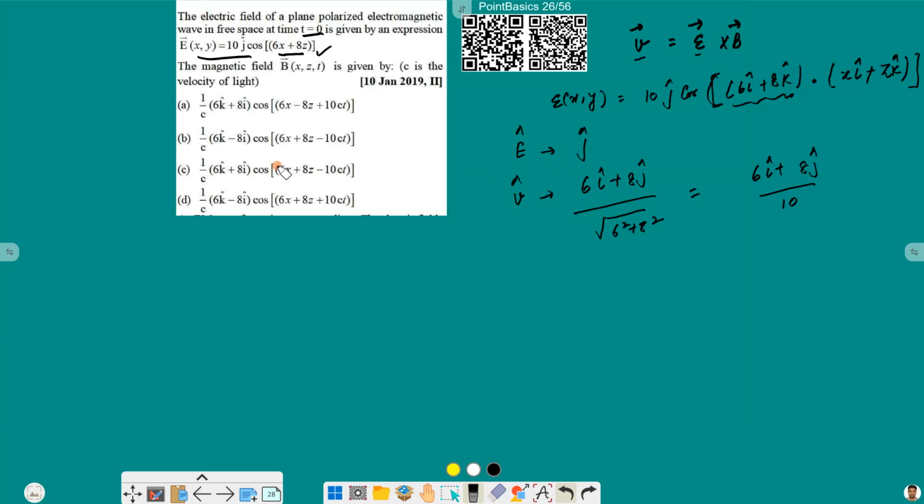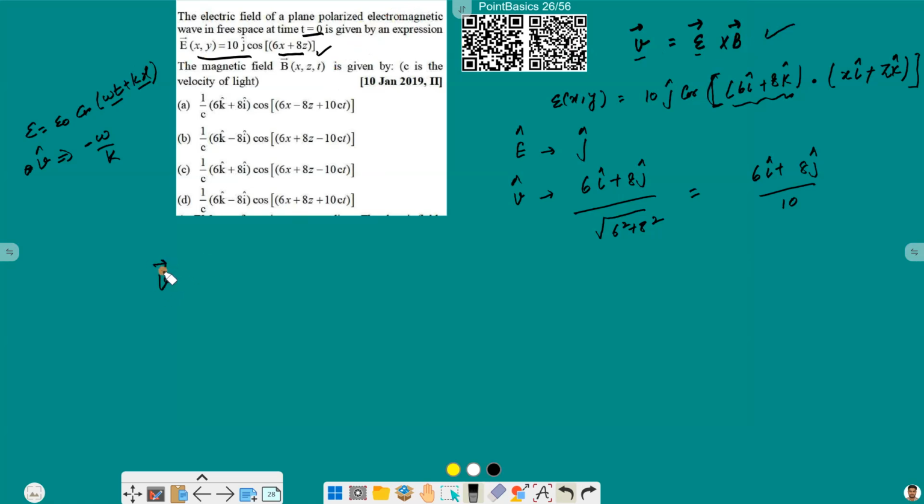Now normally, when we have an equation like E is equal to E naught cos of omega t plus kx, then the direction of velocity is normally minus omega by k, and it will be in the negative x direction. Here we have only taken the positive sign, so we will solve for the positive sign first, and then we will also solve for the negative sign, and then we can match which of the given options is matching properly.